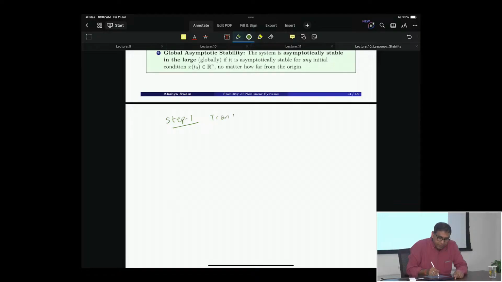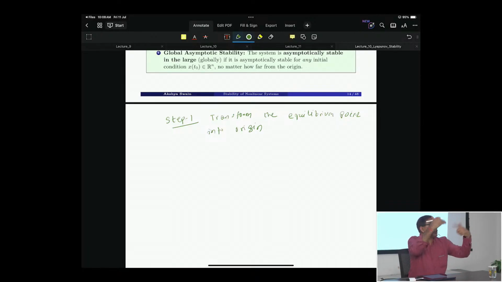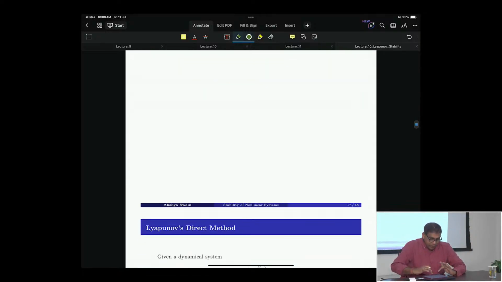transform the equilibrium point, any equilibrium point you are analyzing, into the origin. First do this. Suppose you have got a system, it has got an equilibrium point, say at +1, you transform that into the origin and change the equations. Just step one I am explaining here. Step one, I will come back again.